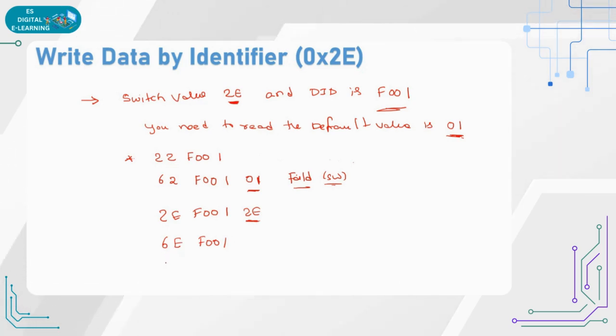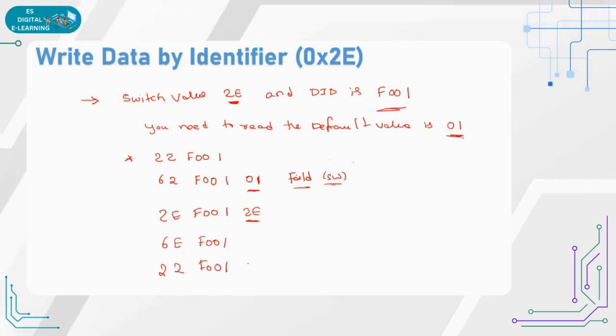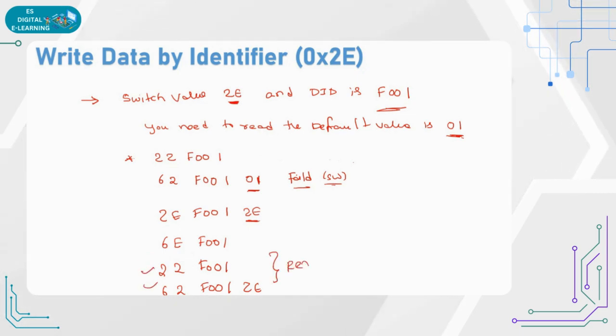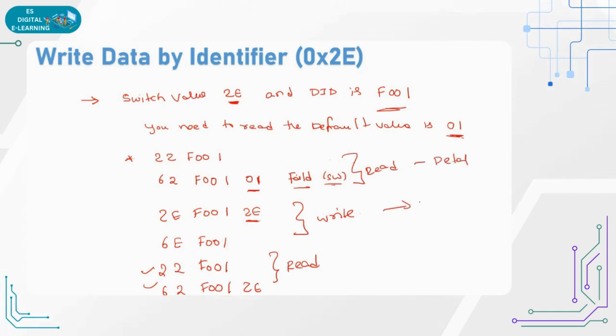But I need to confirm, right? So whether this value is written or not, again, I will read this 22 F001. After reading this, I will get the value of 62 F001 2E. So I am reading back. We know about a read, no? So this is a read, this part will be the write, and this will be the read. Here I am reading the default value, here I am writing, changing the value, and I'm reading the changed value.